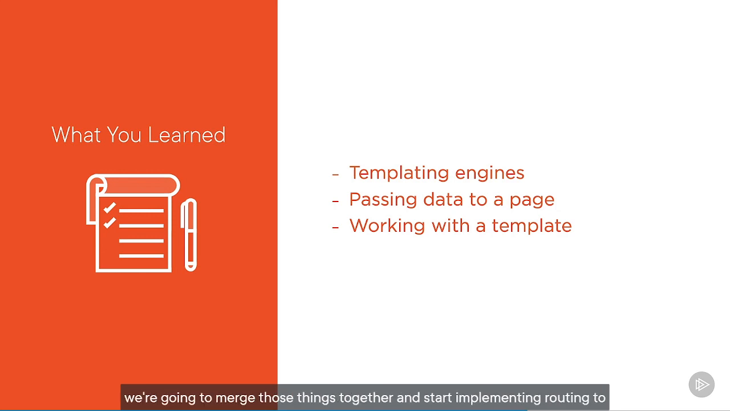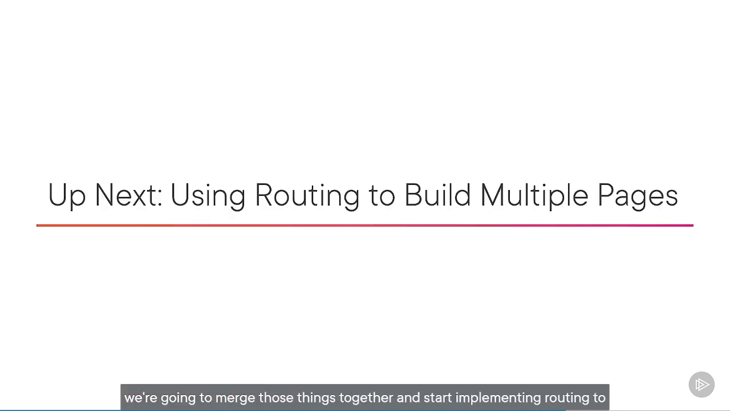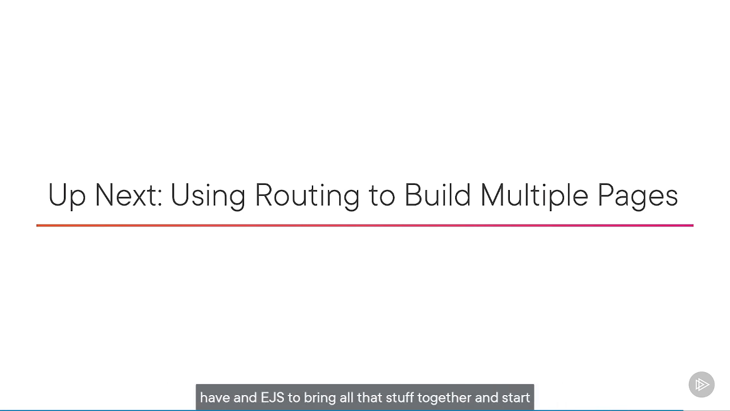And in this next module, we're going to merge those things together and start implementing routing to build multiple pages as part of this course. And so we'll have a sessions page, and then we'll have an individual session page, and we'll use the template we have and EJS to bring all that stuff together and start displaying dynamic data to our site.